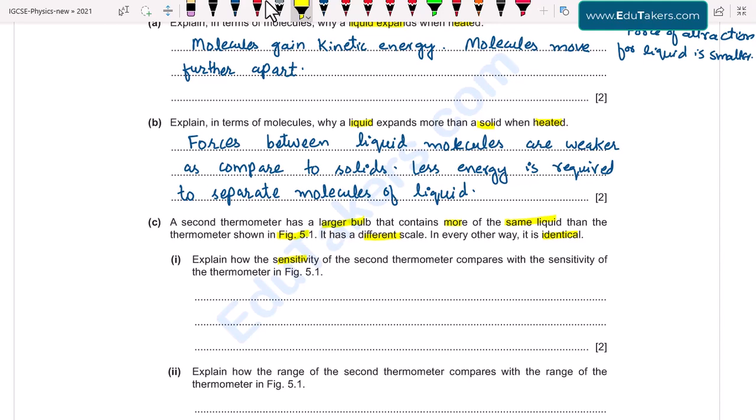So we have to compare the sensitivity of both of these thermometers. The difference between these thermometers is that the second thermometer has a large bulb and it contains more particles. As the bulb is larger, the size is large for the second thermometer. The size is directly related to the sensitivity. The greater the size, the greater the sensitivity. I write here, size is directly proportional to sensitivity.